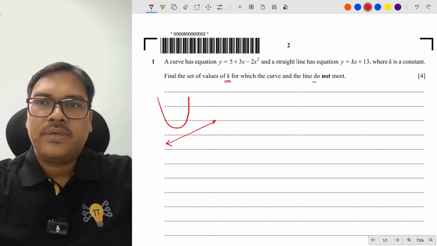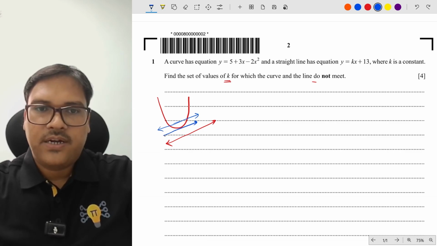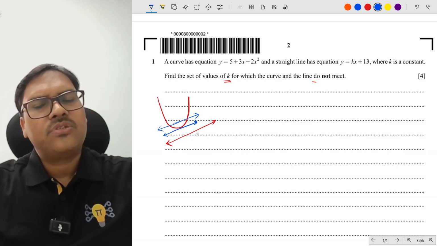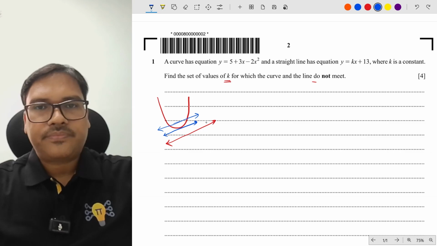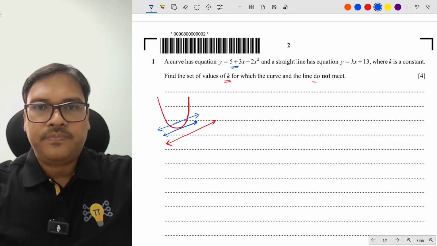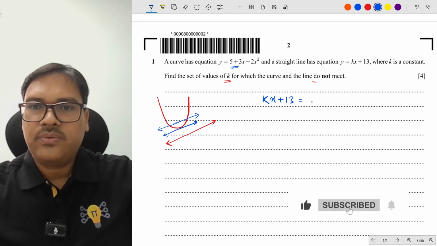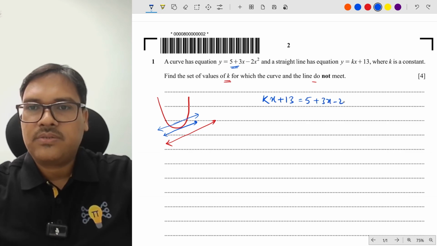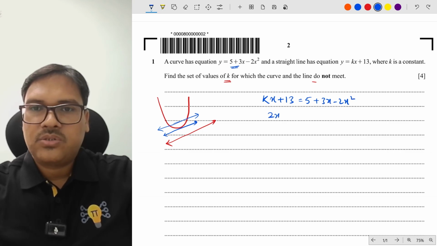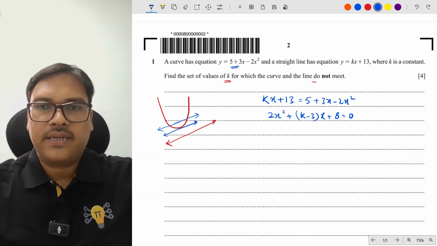Now the basic concept behind this is, let's say you have a line which is intersecting the graph at two distinct points, or touching the graph at one point, or a line which is not intersecting or touching the graph. This is the quadratic. If I start solving this, kx plus 13 equals 5 plus 3x minus 2x square. If I rearrange this, it is 2x square plus (k minus 3)x plus 8 equals 0. Now if I solve this, you are getting a quadratic.